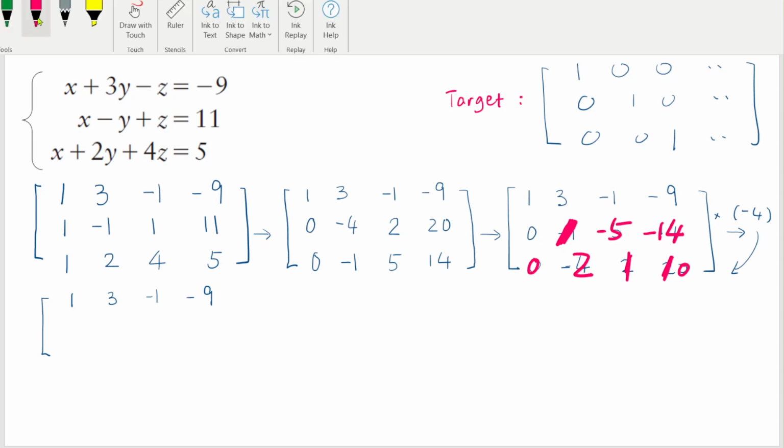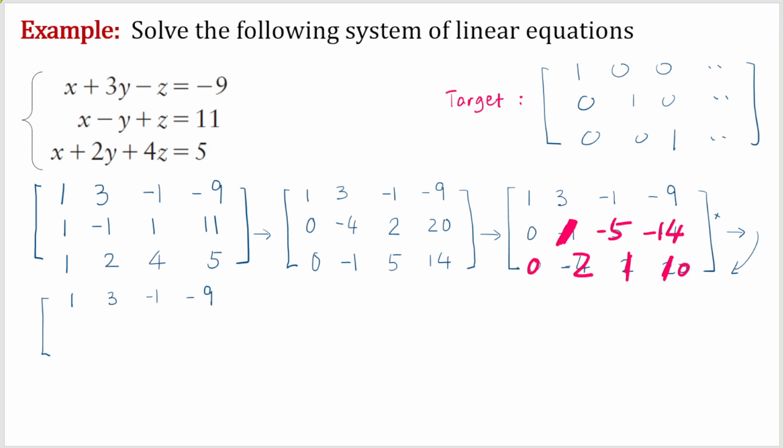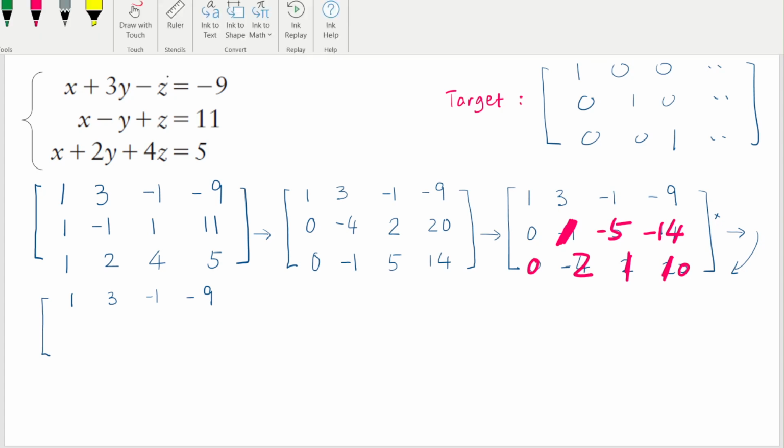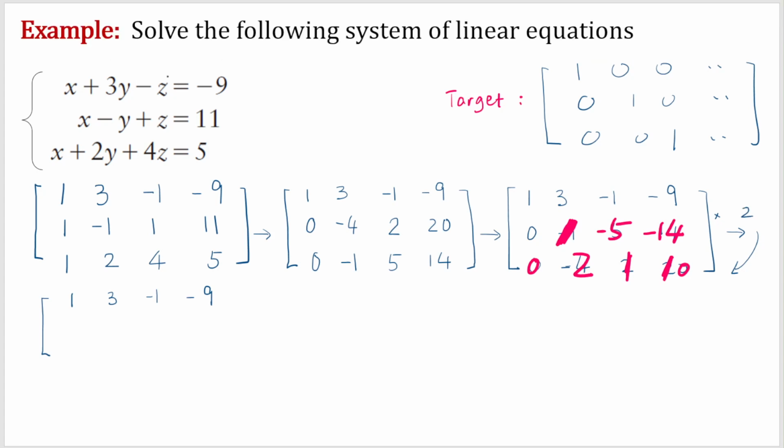So if you have an equation, a matrix like this, then you can use the second row multiplied by a positive 2 added to the third row, right? So second row is 0, 1, negative 5, negative 14. Times a positive 2 added to the third row becomes 0, 0, negative 9, and negative 18, right?